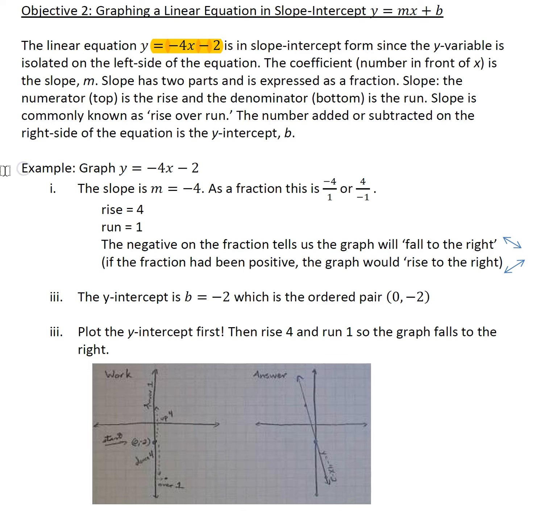Okay, let's take a look at the example that I have. It says graph y equals negative 4x minus 2. First thing I like to identify is the slope. The slope in this case is negative 4. It's the number in front of x.